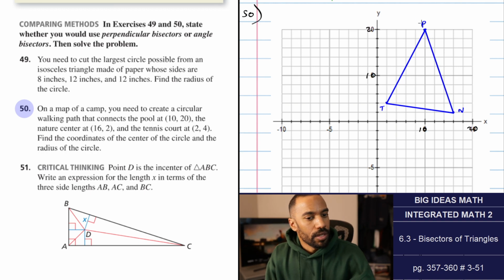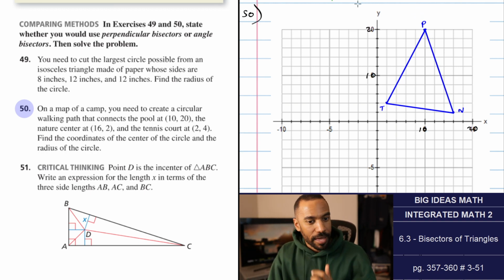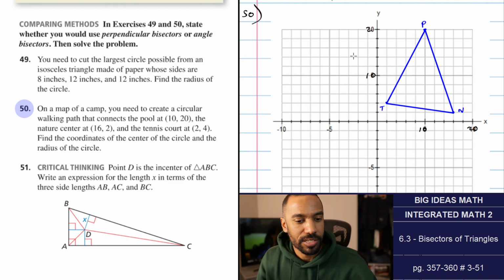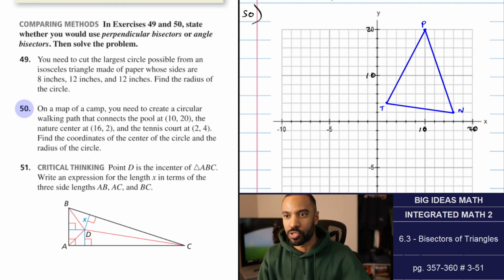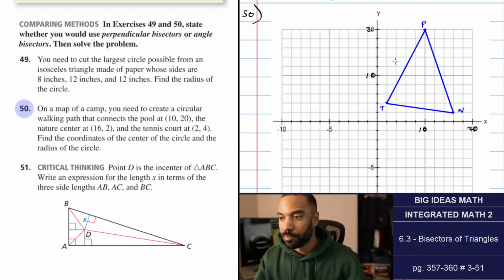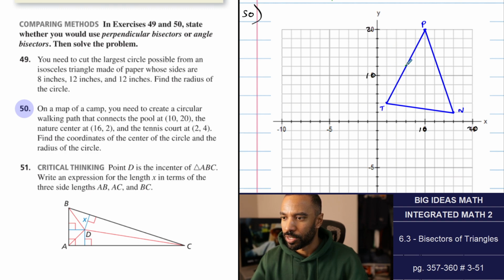Okay, what do they want? You need to create a circular walking path that connects them. Find the coordinates of the center of the circle and the radius of the circle. So the coordinates of the center, we got to find the circumcenter. For this guy here, we'll go by midpoints. I think this one will be a decent midpoint here. 1, 2, 3, 4, 5, 6, 7, 8. Half of that is 4, and over here. So this is at the point, these go by 2s. So this is 6, 12.